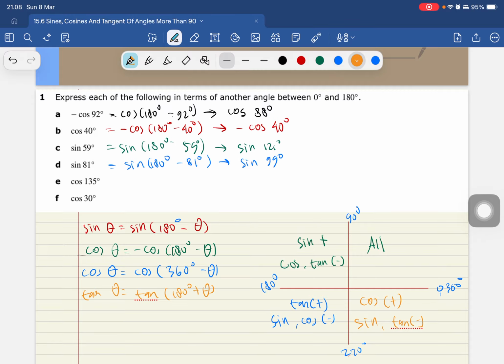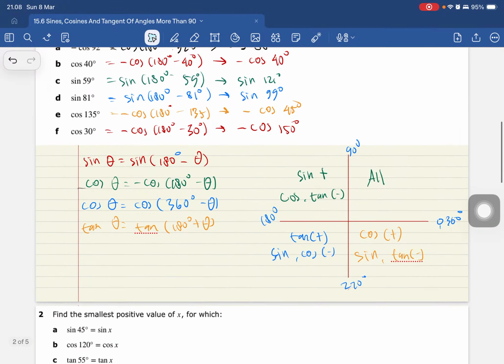Next for the cos, it's going to be negative cos of 180 minus negative 135. So we get the answer of negative cos 45 degrees. And the last, cos 30 degrees equals negative cos of 180 degrees minus 30 degrees. This gives the answer of negative cos 150 degrees.